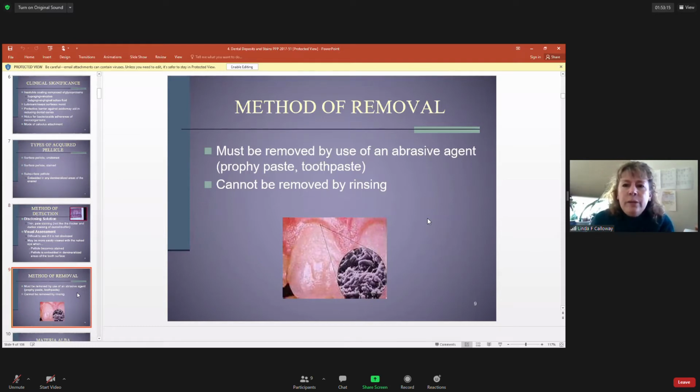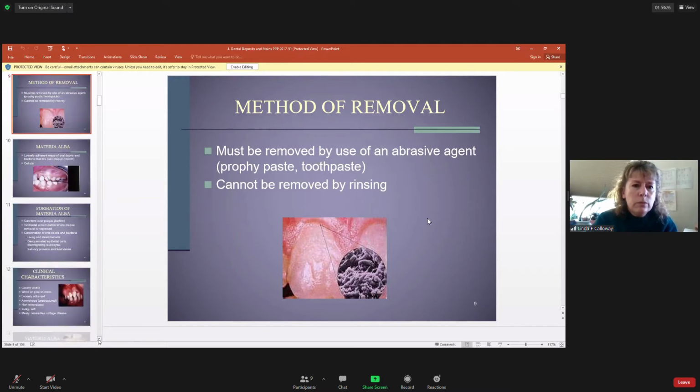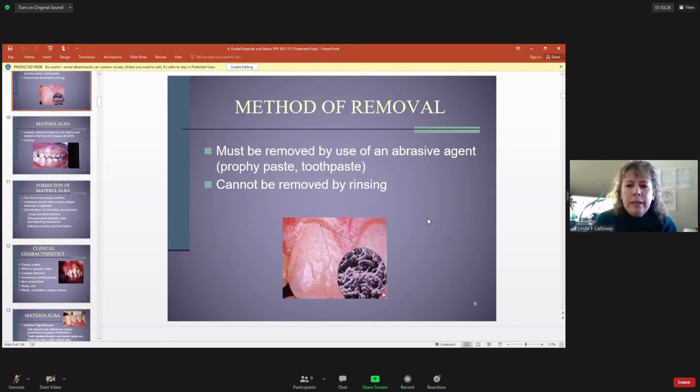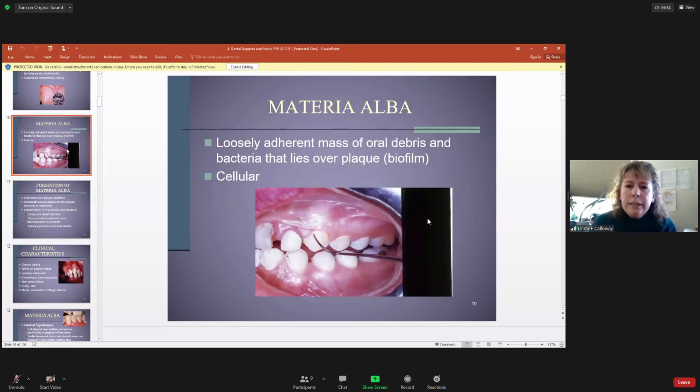It must be removed by use of an abrasive agent; it cannot be removed by rinsing. So this is still the acquired pellicle. But this is showing you that it has the dental biofilm, right? Okay, so materia alba: a loosely adherent mass of oral debris and bacteria that lies over the plaque.